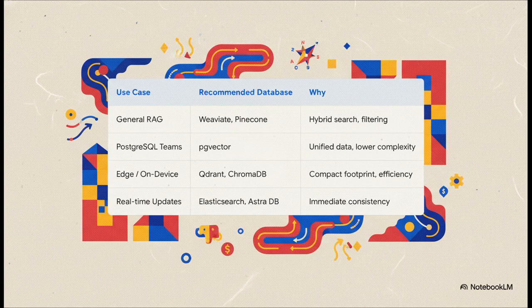For general RAG, a hybrid search leader like Weaviate is a fantastic choice because you get that sub-100 millisecond query performance. But if your team already runs on PostgreSQL, the simplicity and cost-effectiveness of pgvector is just incredibly compelling. You're trading some of the specialized features for a massive reduction in operational complexity.